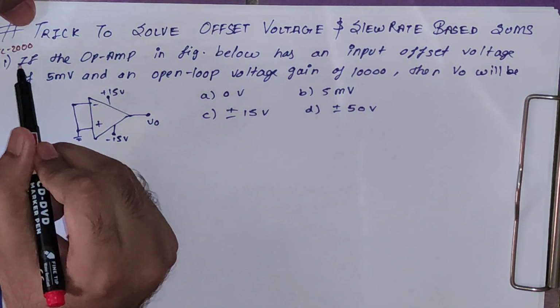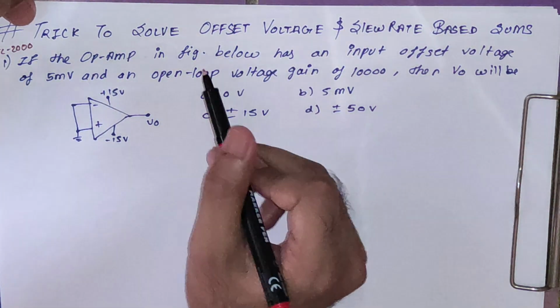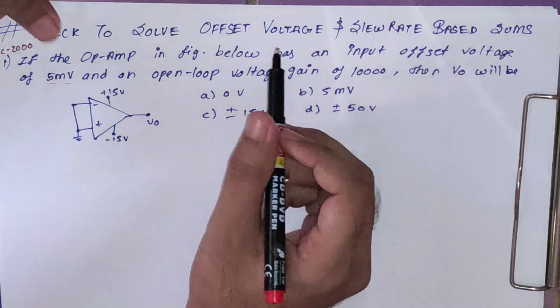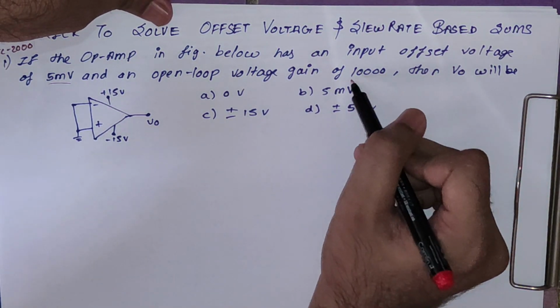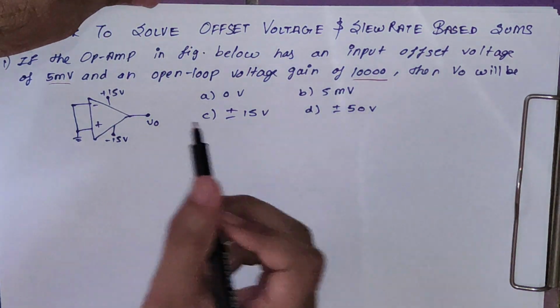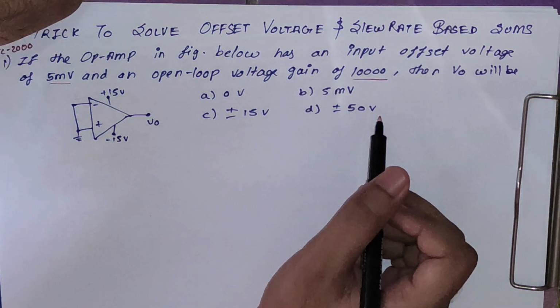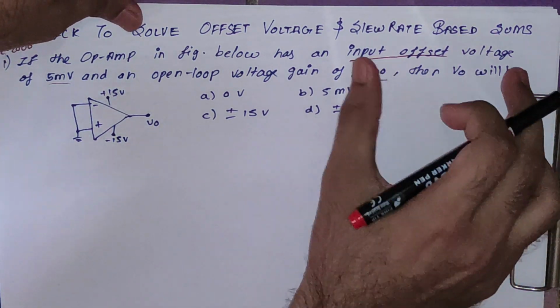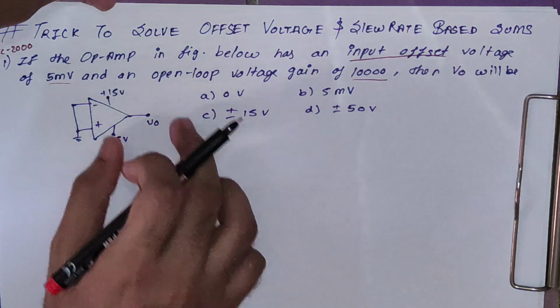So the first sum is of EC2000. If the op-amp in the figure below has an input offset voltage of 5 millivolt and an open loop voltage gain of 10,000, then VO will be. You are given this circuit and these options. So this sum is based on input offset voltage. Without this parameter you can't solve this type of circuit.